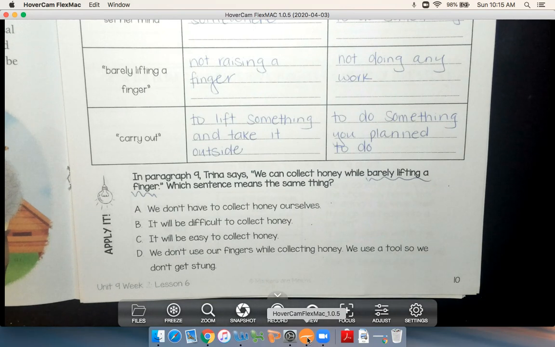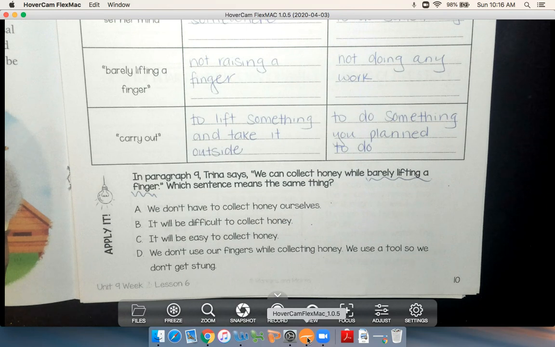Is it A, we don't have to collect the honey ourselves? B, it will be difficult to collect honey? C, it will be easy to collect honey? Or D, we don't have to use our fingers while collecting honey. We use a tool so we don't get stung. Which one of these means barely lifting a finger or not doing any work? Go ahead and pause this video and select your choice. Then press play when you're ready to see my answer.